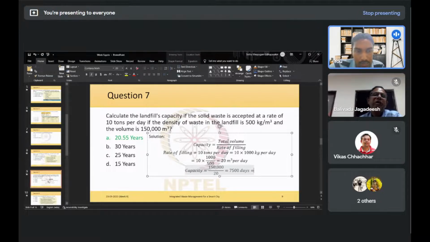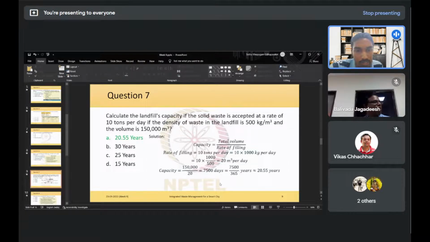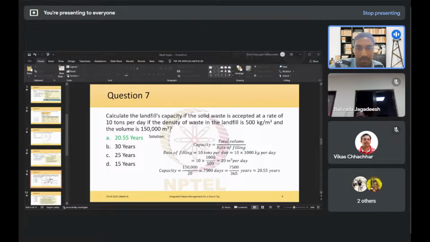That is the capacity in terms of days, but the answer options are given in terms of years, so we need to convert it. If we divide 7,500 by 365, we get approximately 20.55 years. So if we fill 10 tons of waste per day, it will take us 20.55 years to fill the whole landfill. Therefore the capacity of the landfill is 20.55 years. Okay, is that clear?